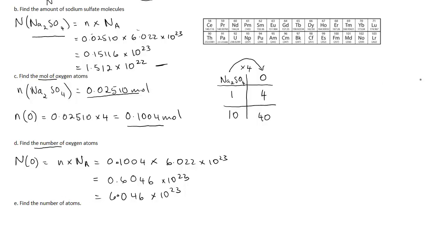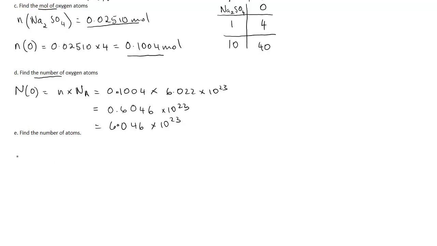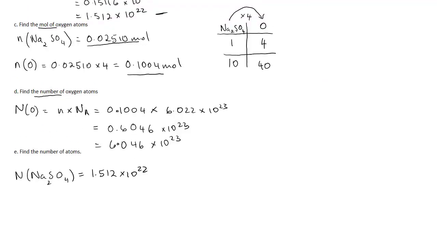Okay, the next question is find the number of atoms. Now that means that you're looking for, first of all, you can take the number of sodium sulfates that we have. We already calculated that. It was 1.512 times 10 to the 22. And the next thing that we need to do after that is we need to find the number of atoms.